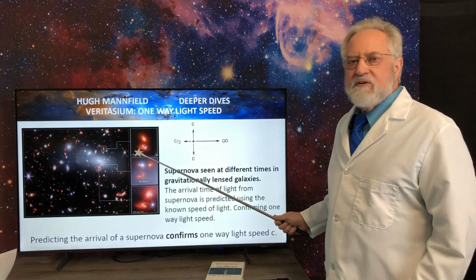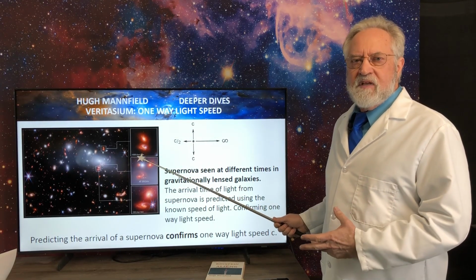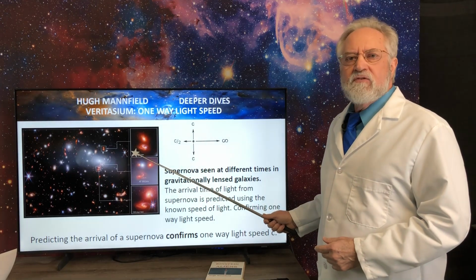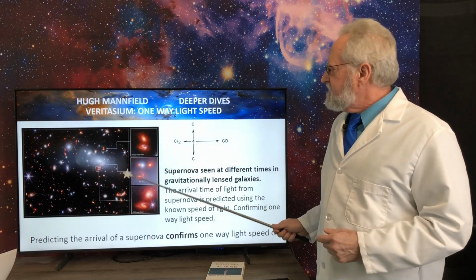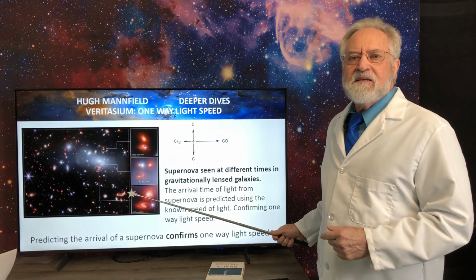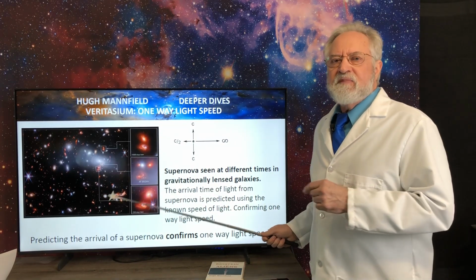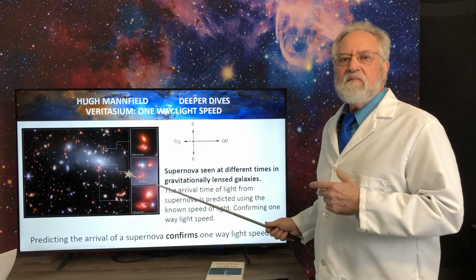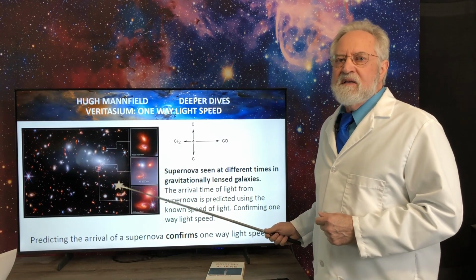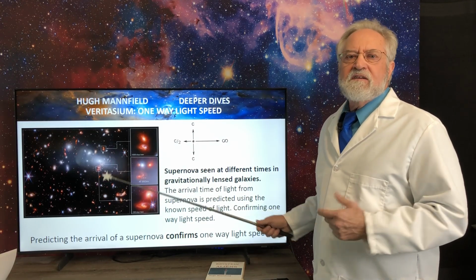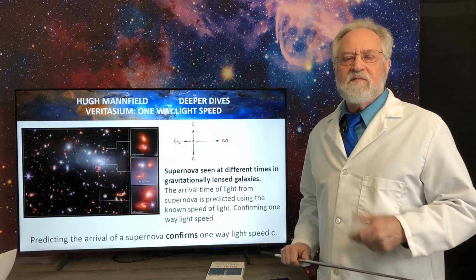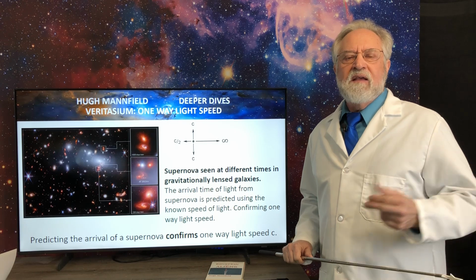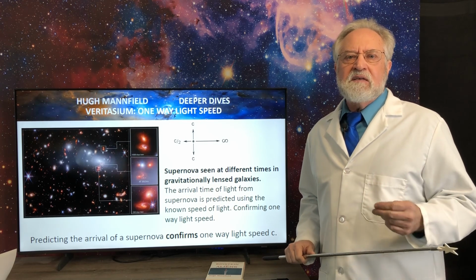When we see a supernova in one of the images, it may be a few years before we see that same supernova in another one of the lensed galaxy images. In fact, given the geometry, these can be predicted from either 3 to 10 years, and this has been done. And that prediction is based on what? It's based on the one-way speed of light being c.